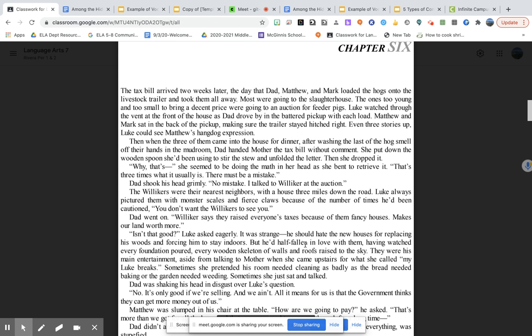So again, Matthew really wanted to take care of these pigs. So the fact that they can't do it anymore is upsetting him.